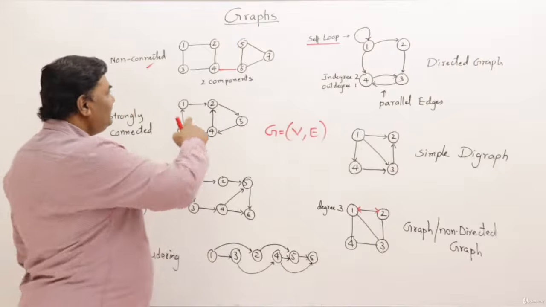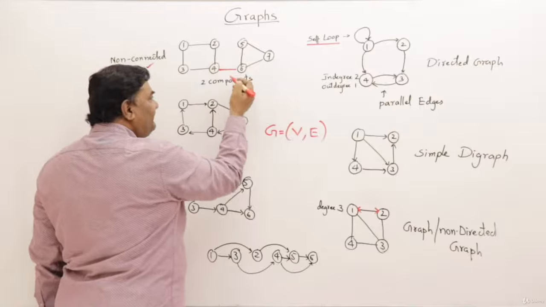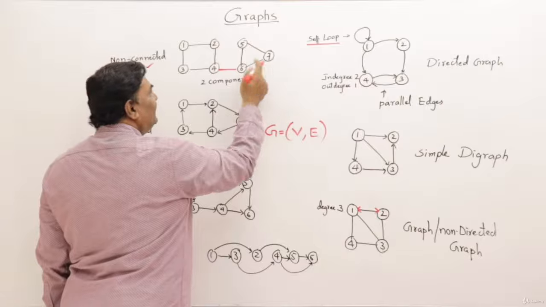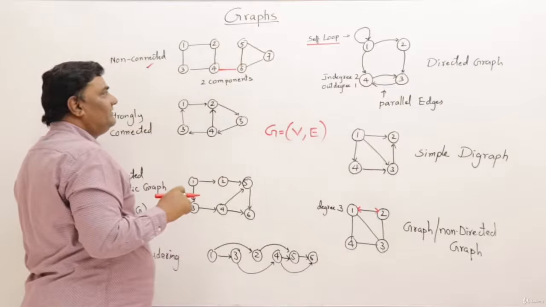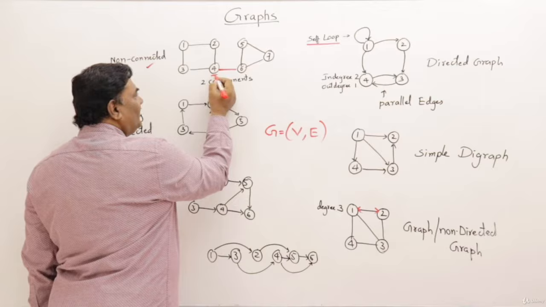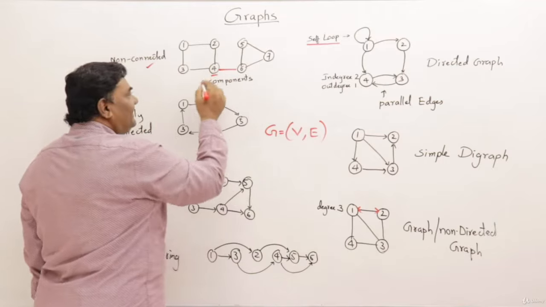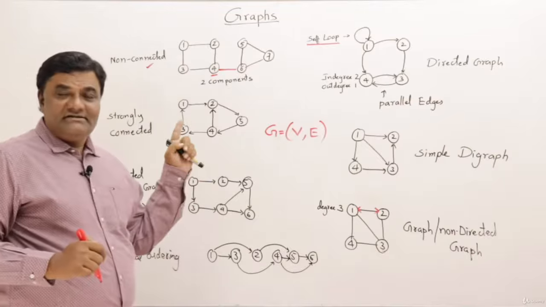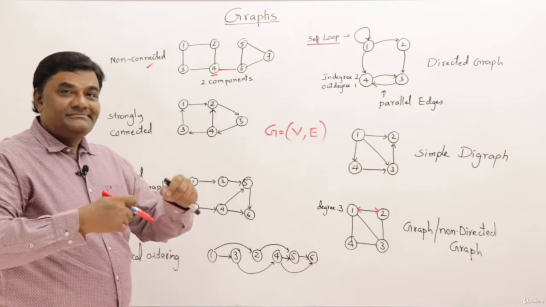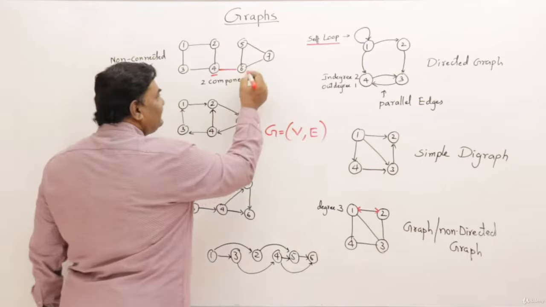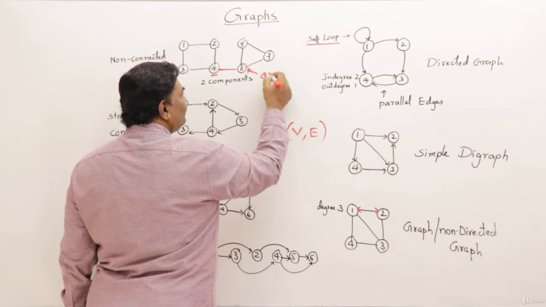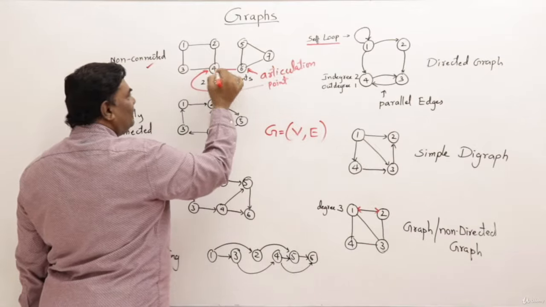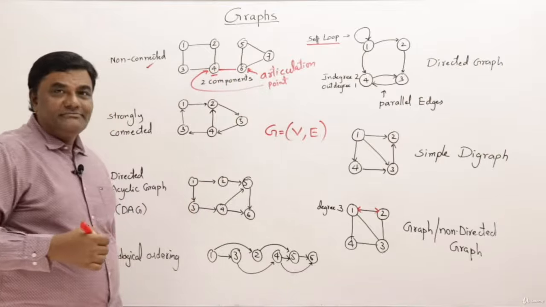Then one more thing. In this graph, after having this edge, if I remove vertex 6 along with the edges, then again it will get divided into two components. In the same way, if I remove vertex 4 along with these edges, then again the graph will get divided into multiple components. So if there are any vertices in a graph whose removal will split the graph into multiple components, such vertices are called articulation points. This is an articulation point. So 4 is also an articulation point. 4 as well as 6, both are articulation points.